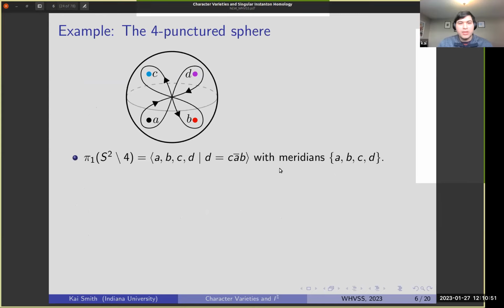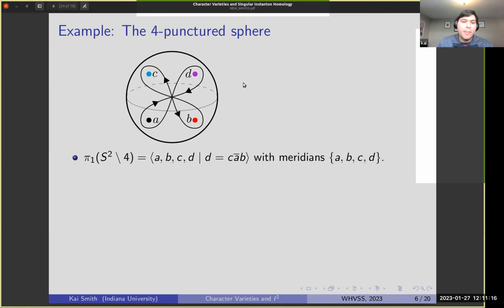So let's talk about the key example, which is the four-punctured sphere. So I have my sphere, and it has these four punctures. You could ignore the colors there. I want to figure out its traceless SU(2) character variety. From the last slide, the sphere is X, and my codimension 2 submanifold T is these 4 points.